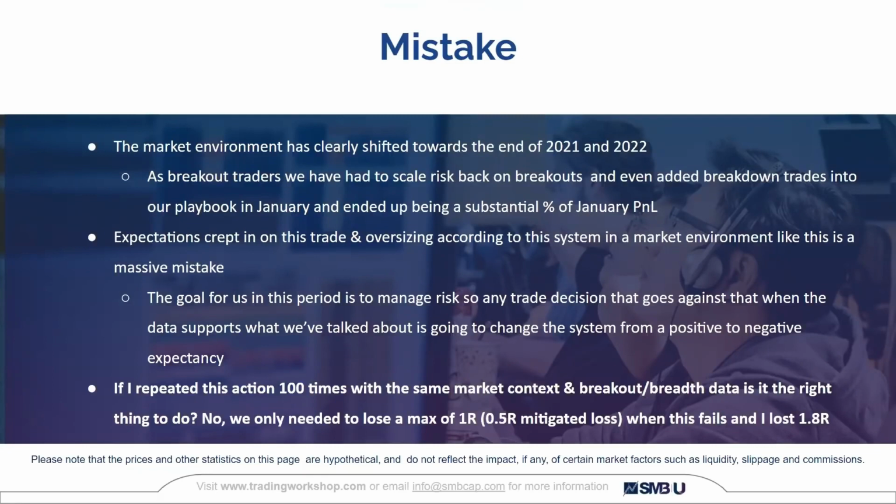After the market environment shifted in 2021, 2022, we scaled back risk like I mentioned, and we added our breakdown trades like you just mentioned as well. And that was a substantial percent. I think it was about 40% of January P&L, which is really big. The problem here, mistakes come in after about 2 months.